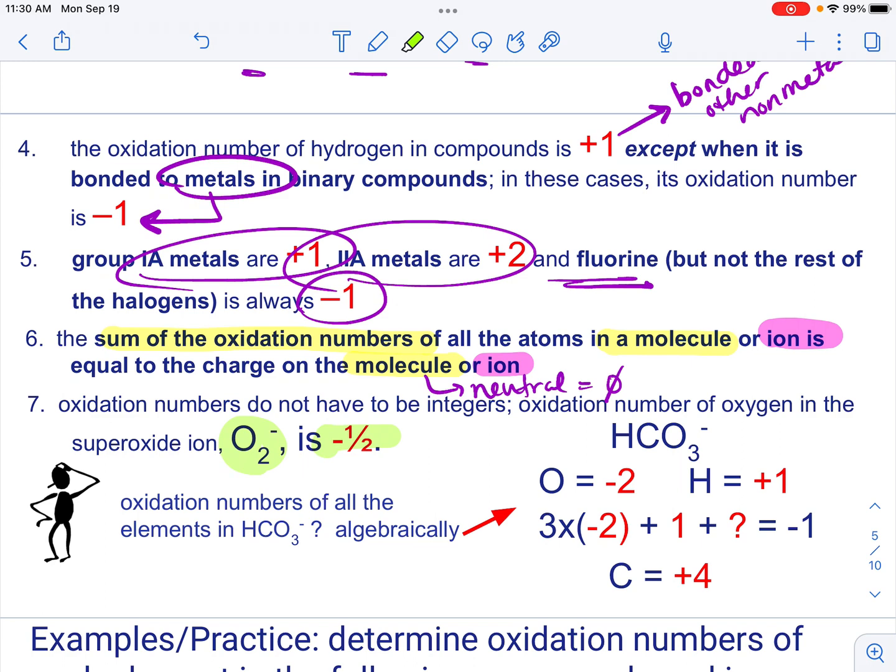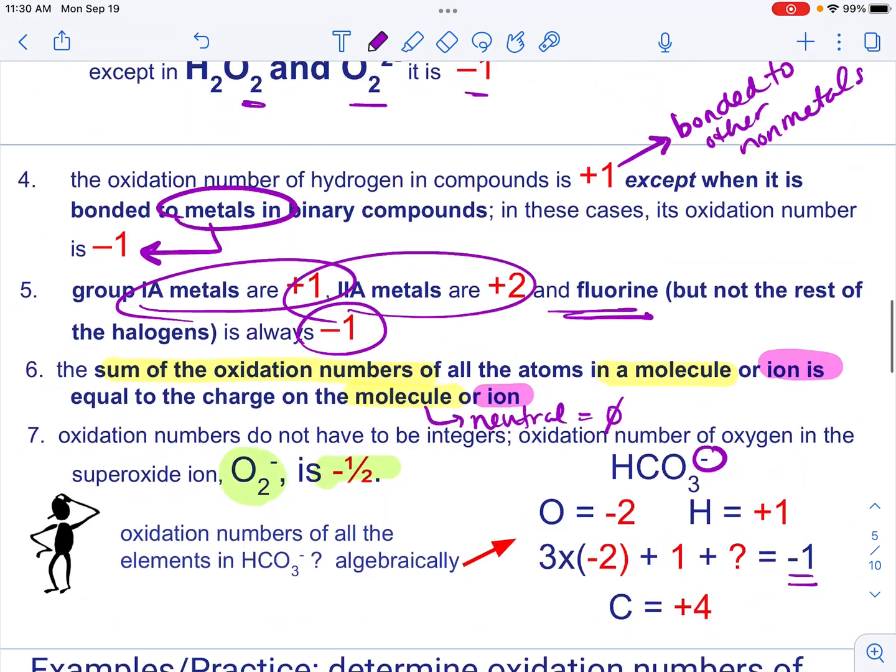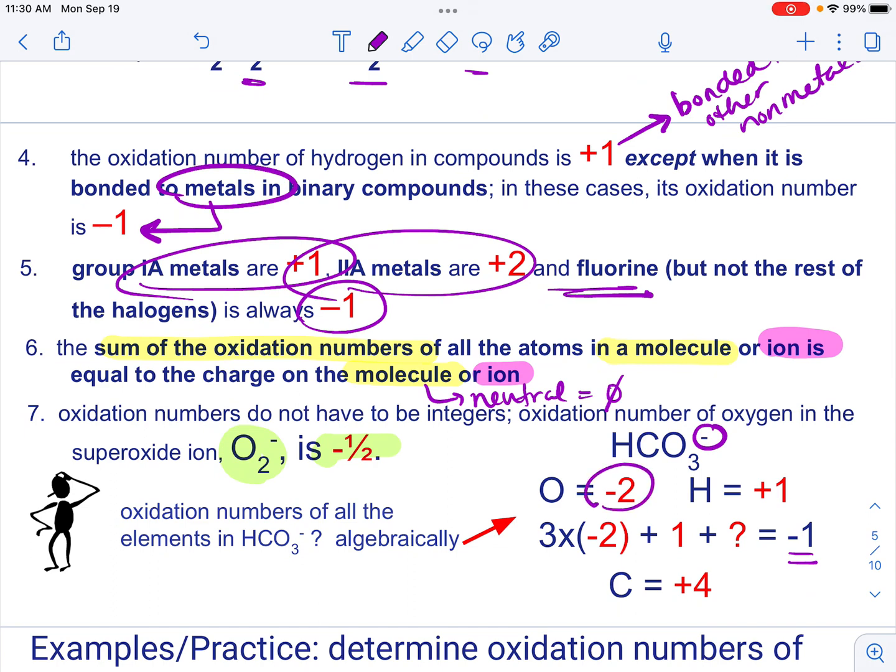The bicarbonate ion HCO3 1-, because it has a 1- charge, the sum of all of that has to equal -1. We know from our rules up here that the oxygen is -2 and the hydrogen is +1 because it's not with a metal. So I'm going to set this up algebraically. This would be accounting for 3 oxygens, and this would be accounting for 1 hydrogen, and then I have the carbon that I don't know, and the total has to equal -1.